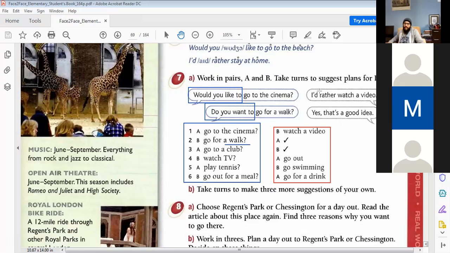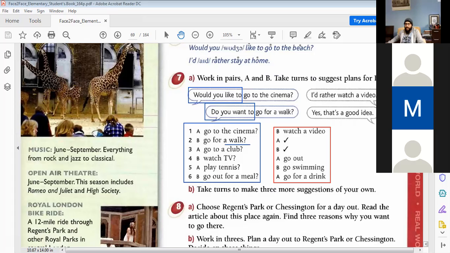If you don't like the suggestion, it's better to give an alternative. I'd rather, and give your alternative. I'd rather stay at home. I'd rather go to a cafe. I'd rather watch a movie, and so on.